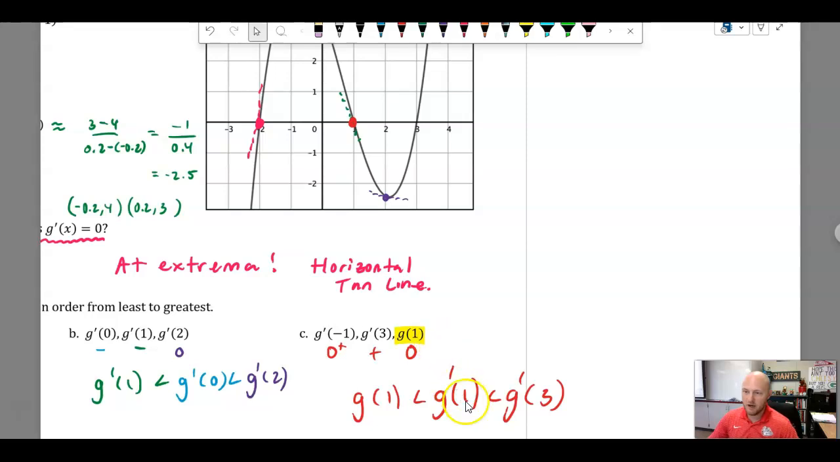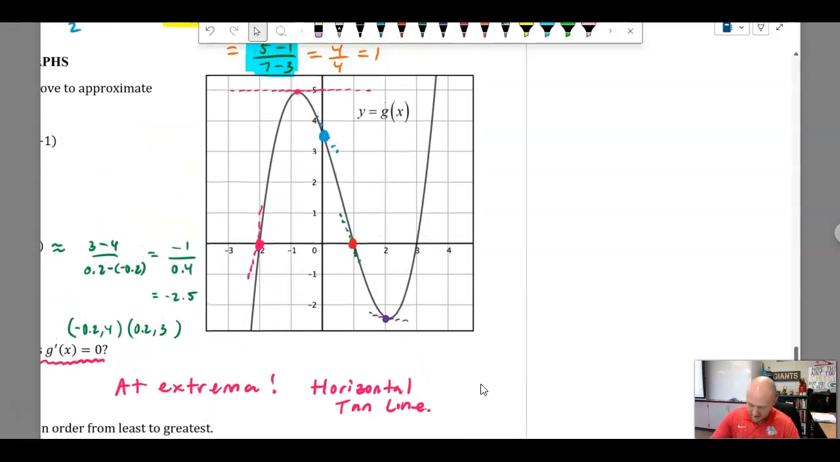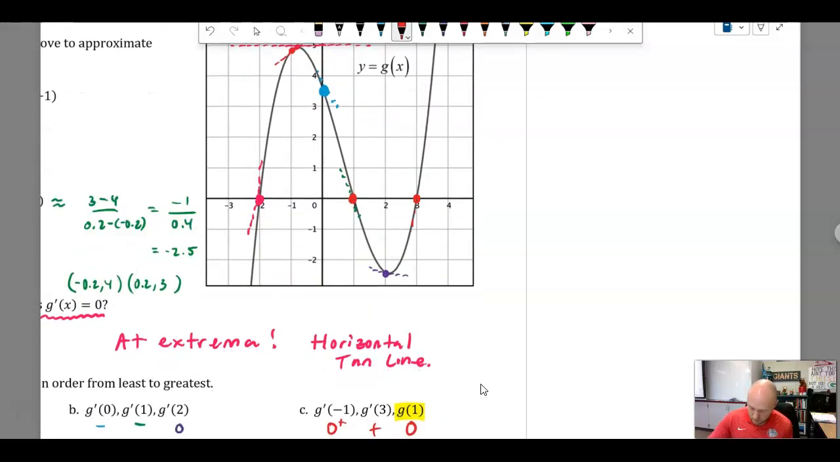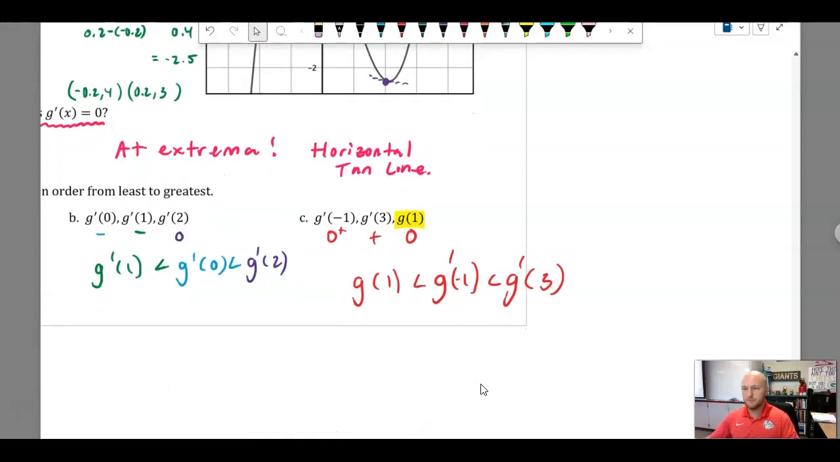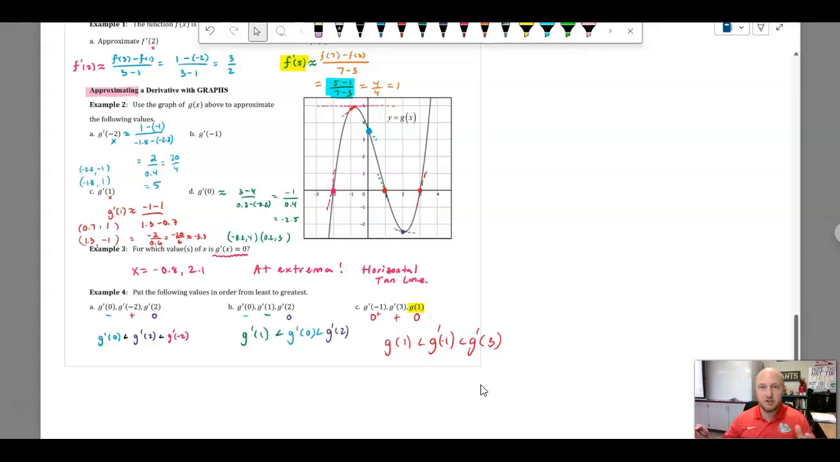G prime of negative 1. This should be a negative, right? Whoop, negative 1 right here. That is right here. It's positive. It's close to 0. And then we have g prime of 3, which is, woo, very steep. There you go. Okay, in this video, did you learn what instantaneous rate of change is? Hopefully you did. It's the derivative. It's the slope of the tangent line. That is it.